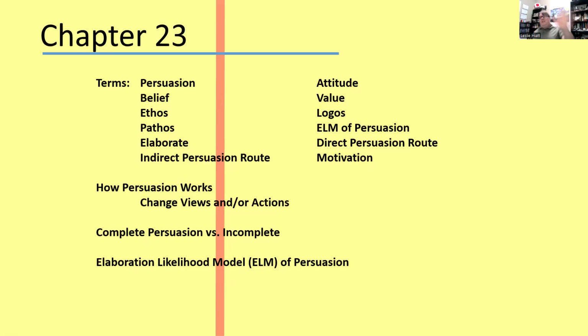A motivation is actually something else, but a motivation is that inner desire. It's the goals that you have inside of you that push you to make decisions and so forth. It has to deal with one of the big theories. All right. So how does persuasion work?